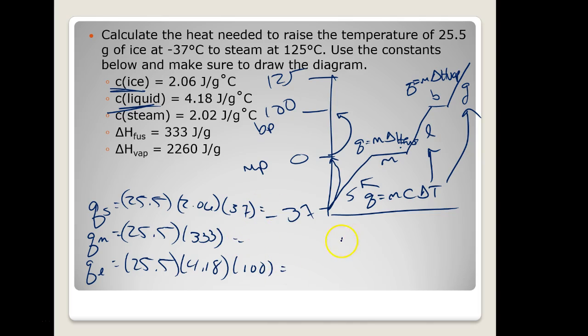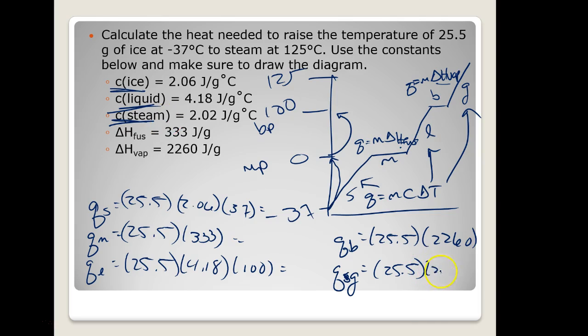And I'm not going to actually solve these. I'm going to just get the total. For boiling, it's heat of vaporization, so still 25.5, and now it's 2260. And the Q for the steam gas is 25.5. The specific heat for the steam is 2.02, and the temperature change just for the steam is 25. So I'm going to pause the movie. You guys can solve this one. Okay, and it looks like on my calculator I get a Q total of 80,011 joules. Okay, so it's not that complicated, but you really do have to draw this picture.